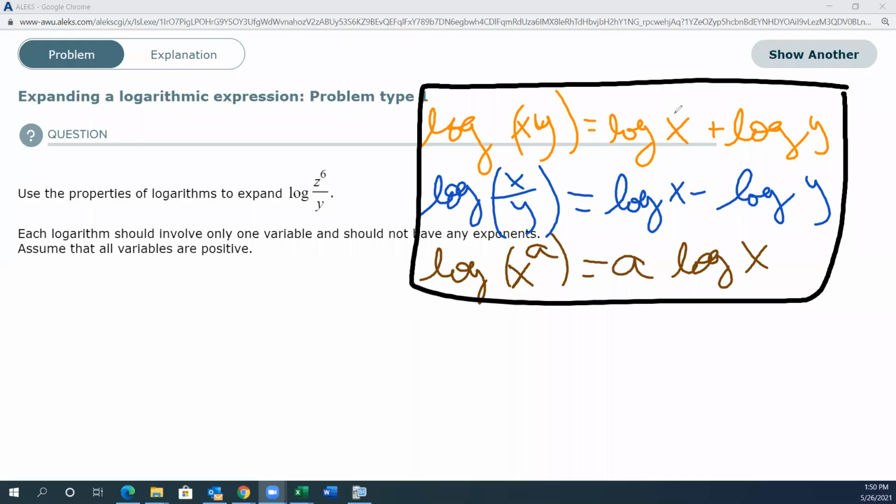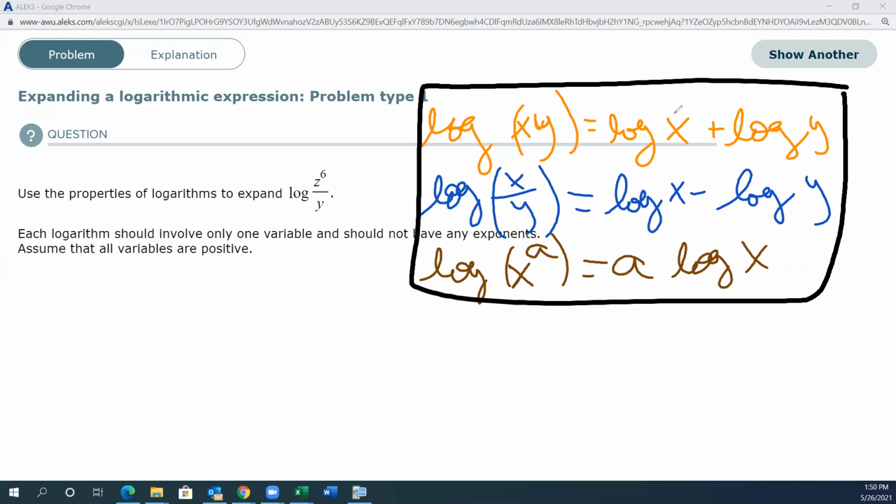Okay, now, new topic. It says use the properties of logs to expand this log. So we're just going to use those three properties as much as we can to break this up. It's kind of like saying, here's a carburetor, take it apart. So I see an exponent, so I know I'm going to do the exponent rule. I see a division, so I know I'm going to use the division subtraction rule. I don't see any addition or multiplication, so we're not going to need that rule on this particular problem.